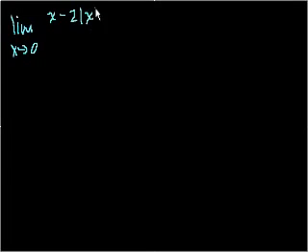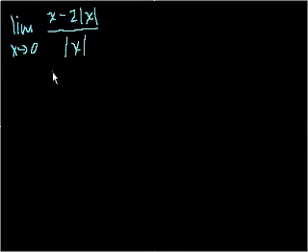I've been asked to do some more limit problems, so let's do some more. Let's see, what's the first problem I have? It says the limit as x approaches 0 of x minus 2 times the absolute value of x over the absolute value of x.